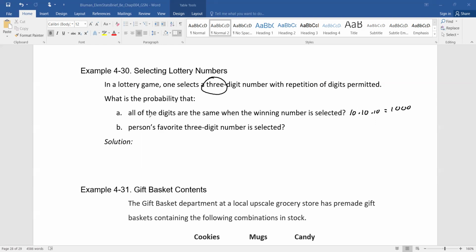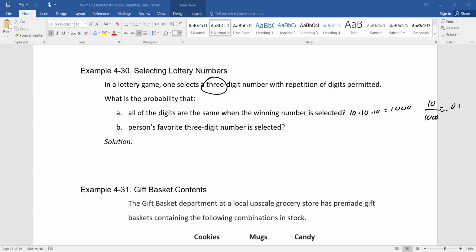So I want to find the probability that all the digits are the same when the winning number is selected. So they can all be zero, all be 1, 2, 3, 4, 5, 6, 7, 8, 9. So that means there's actually 10 different ways that they could all be the same digit. So that'd be 10 out of 1,000. So that comes out to about 0.01. So there is a 1% chance that all three numbers are the same.